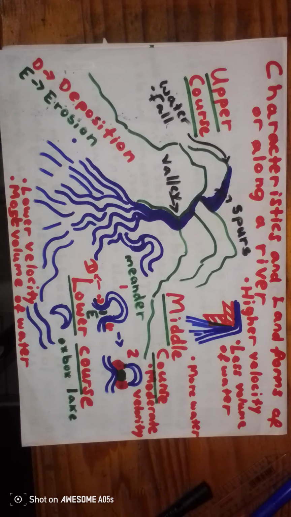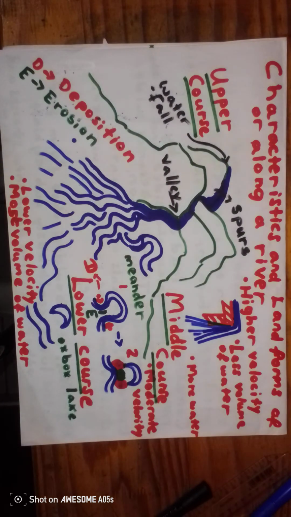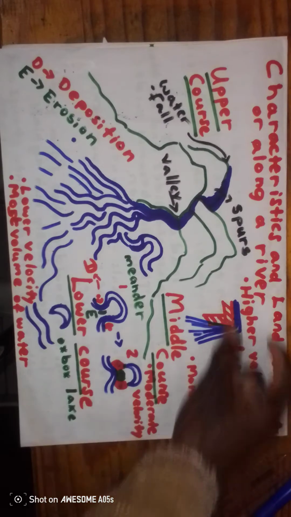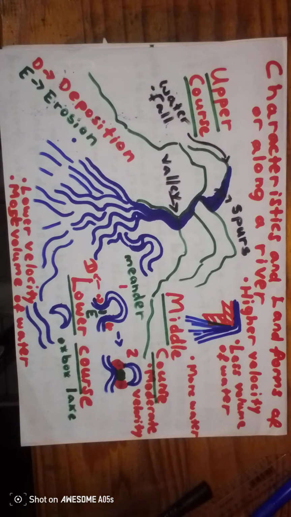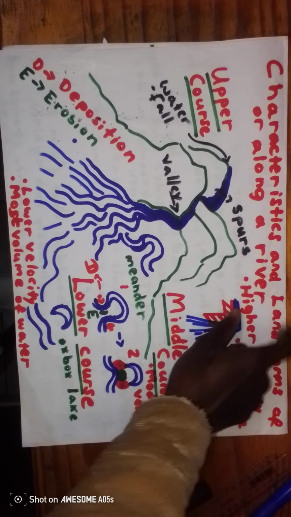So water has a lot of pressure, but then you have a rock with much more resistance to that pressure, and so the water will be forced to move over this rock, and that's how it forms a waterfall.